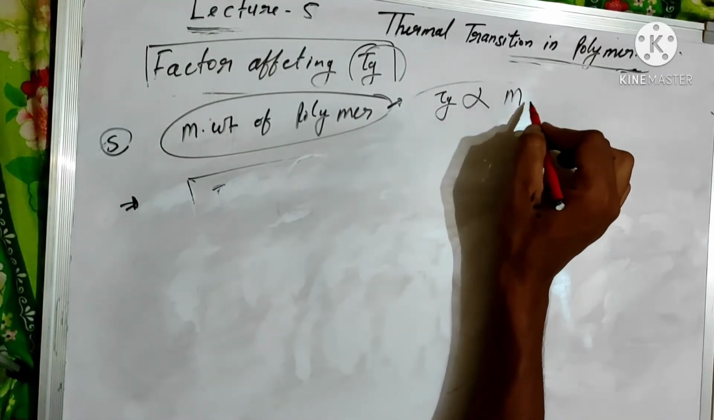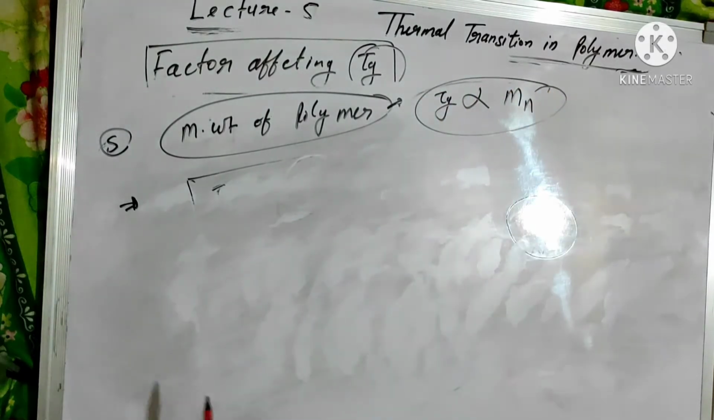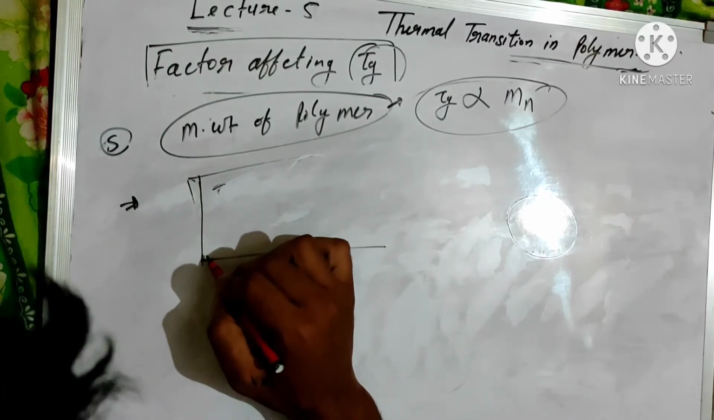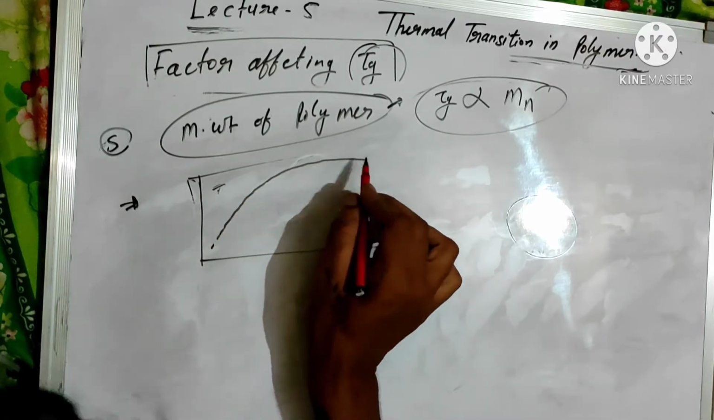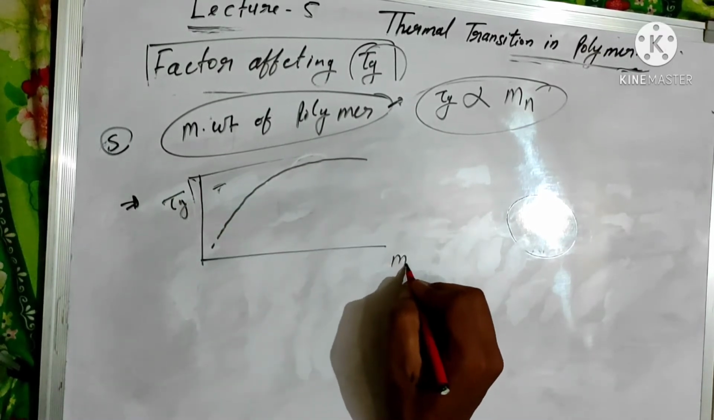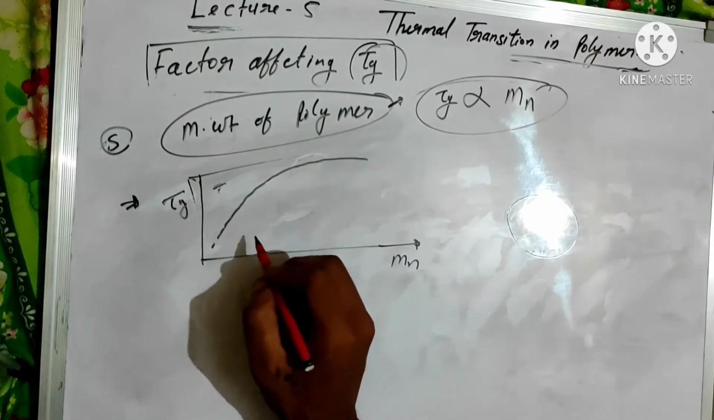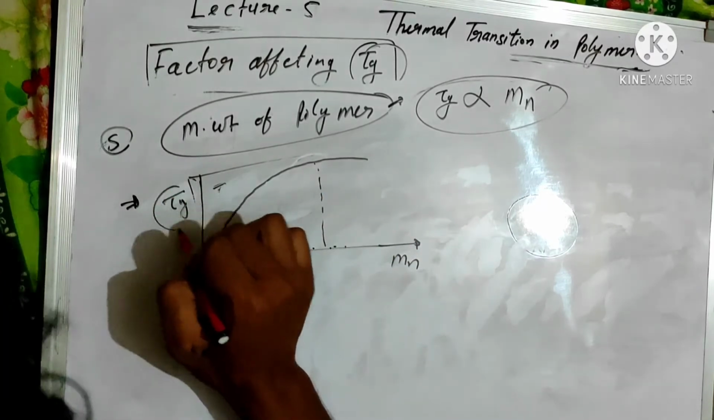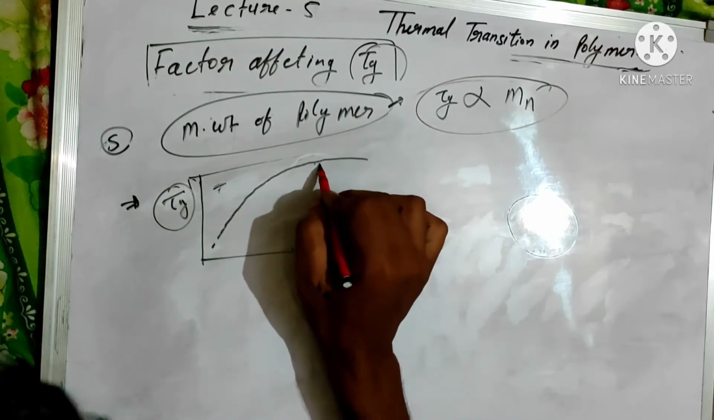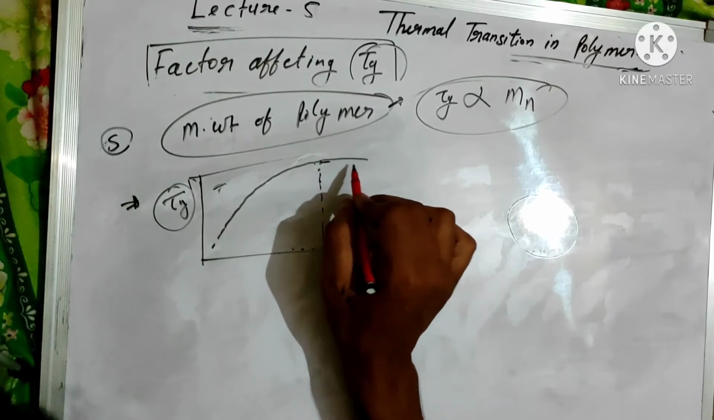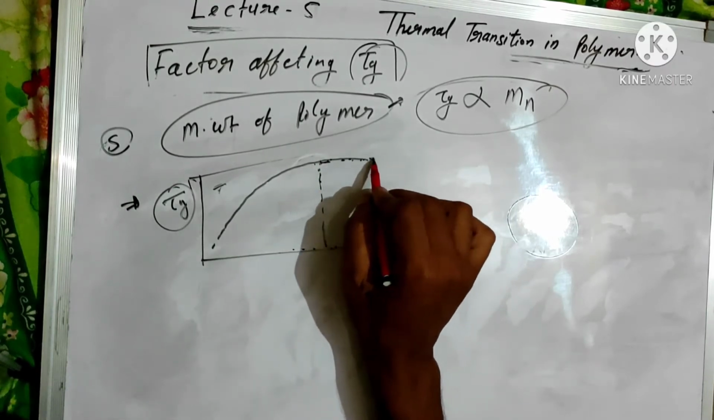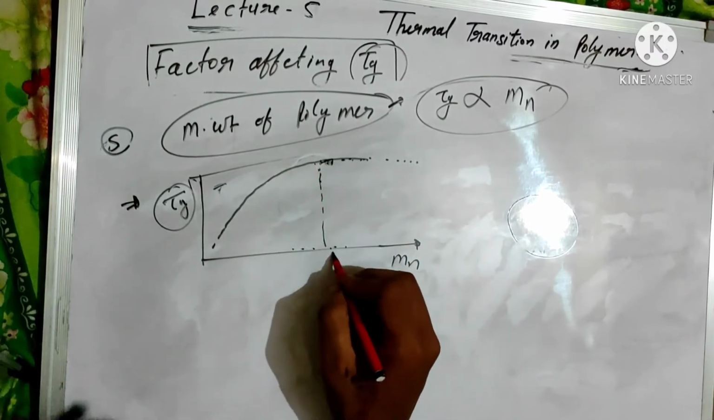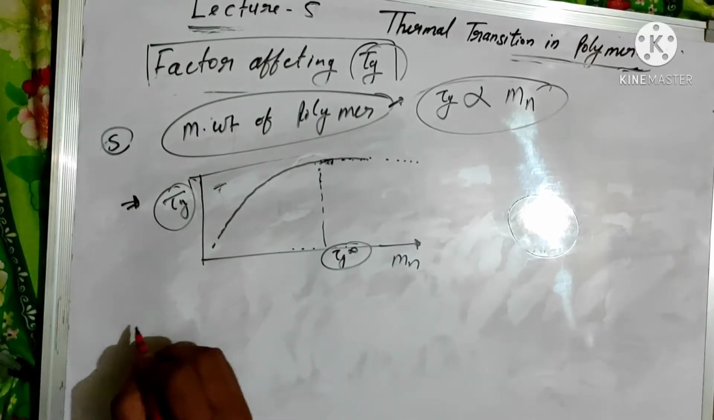and the glass transition temperature of the polymer is directly proportional to the molecular weight of the polymer. Simply you can see in the graph. This is the Tg and this is the molecular weight of the polymer. You can see increasing the molecular weight of the polymer, the glass transition temperature of the polymer increases. At a certain limit, the glass transition temperature does not depend on the molecular weight of the polymer, and the temperature at that time is known as the Tg infinity.